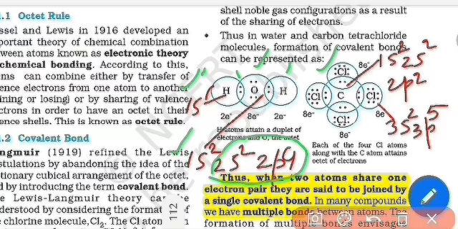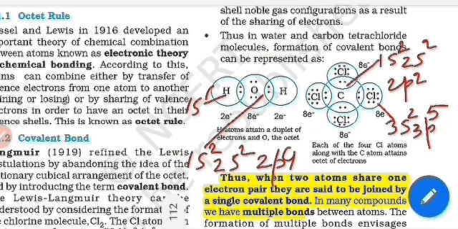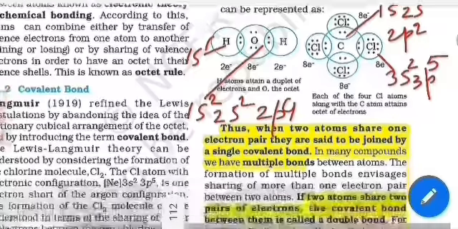Formation of carbon tetrachloride, CCl4. Configuration of carbon is 1s2, 2s2, 2p2. Carbon contains 4 electrons in its outermost shell. It needs 4 electrons to complete its octet. Chlorine outermost shell configuration is 3s2, 3p5, means it contains 7 electrons in the outermost shell, as we have just discussed. So one carbon shares its electrons with 4 chlorine atoms, and in this way each chlorine atom and carbon atom completes their octet and becomes stable.